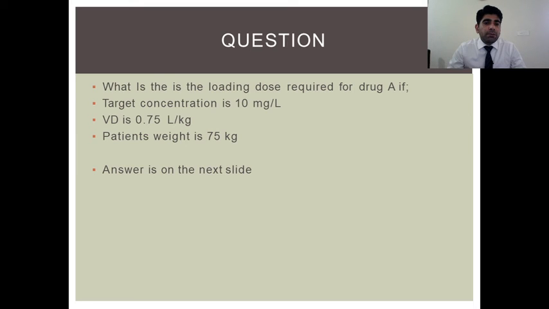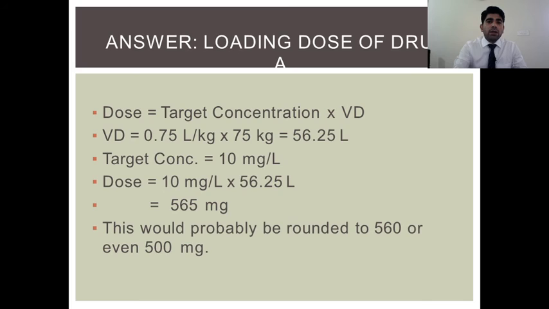Please keep in mind during the calculation that the volume of distribution is this much for 1 kg, and the total weight of the patient is 75 kg. So we have to calculate according to that formula and this particular weight of the patient. Try to solve it, and this is the solution.